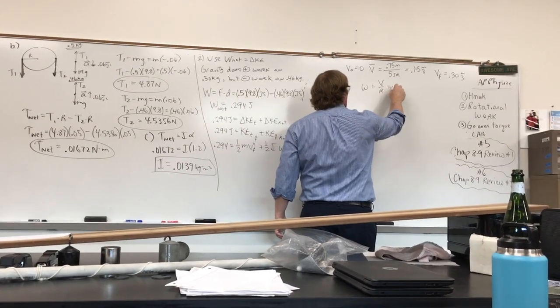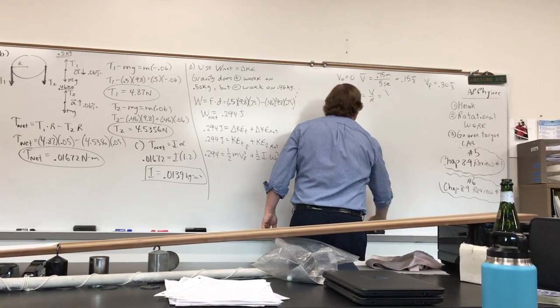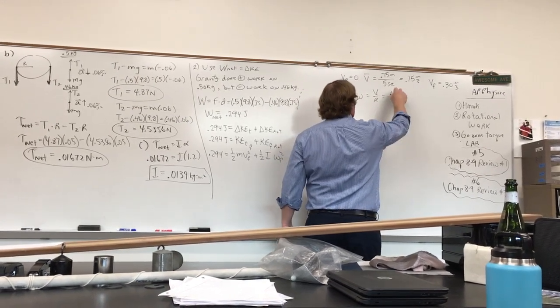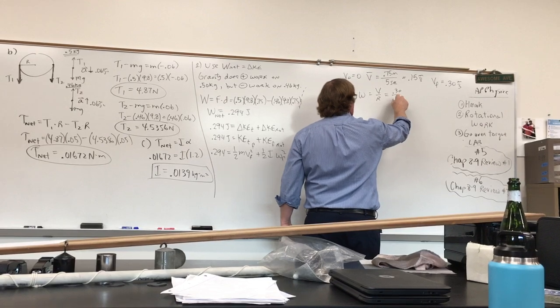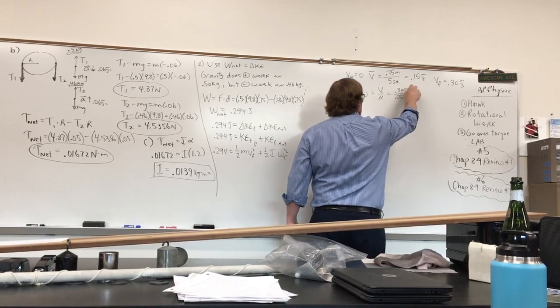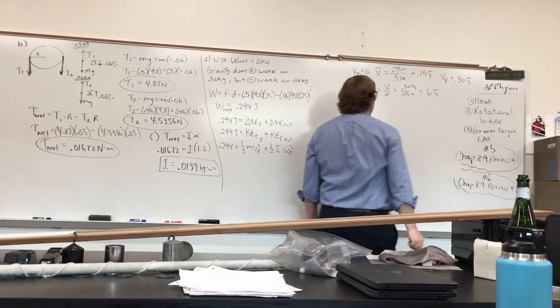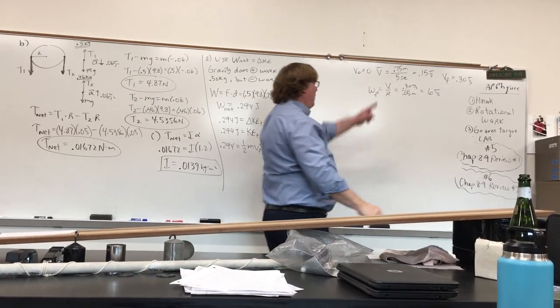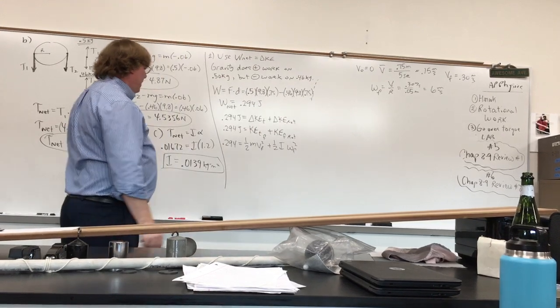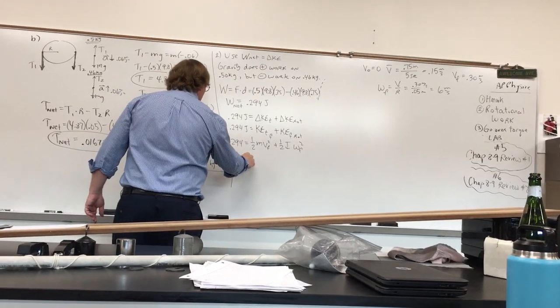And then, remember how we have this? Omega equals v over r. So I've got omega equals 0.30 over 0.05. That's meters per second, and that's meters. And so this is 6 radians per second. So I've got my final velocity and my final omega. So let's plug those in.